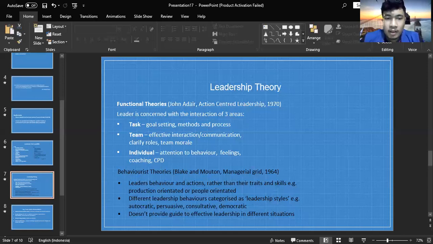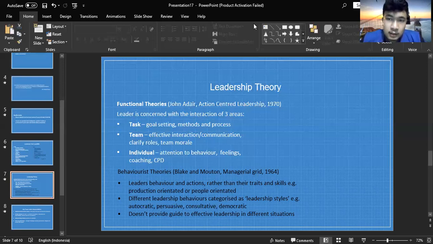Second, team: effective interaction and communication, clarify roles, team morale. In the team, you must have good communication. You must clarify roles and team morale. The third, individual: attention to behavior, feelings, and coaching. You must give your team a good vibe, I mean positive energy.